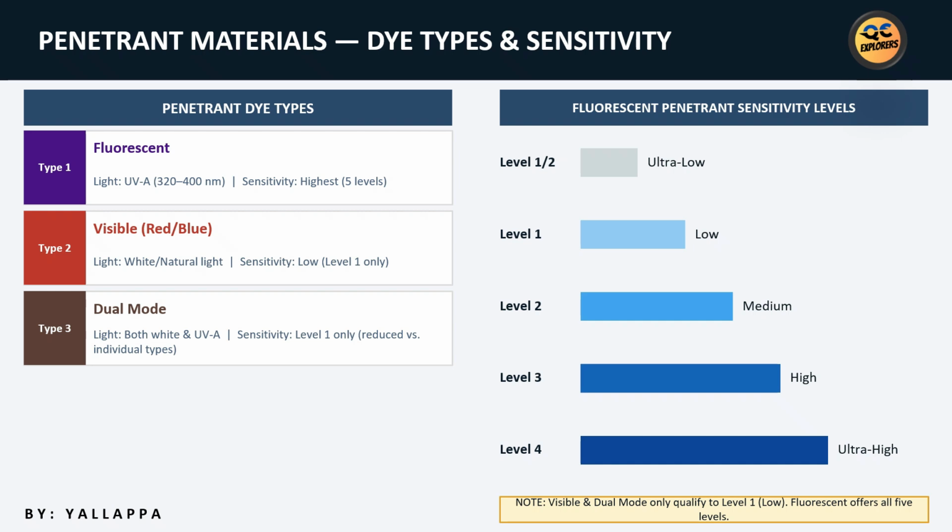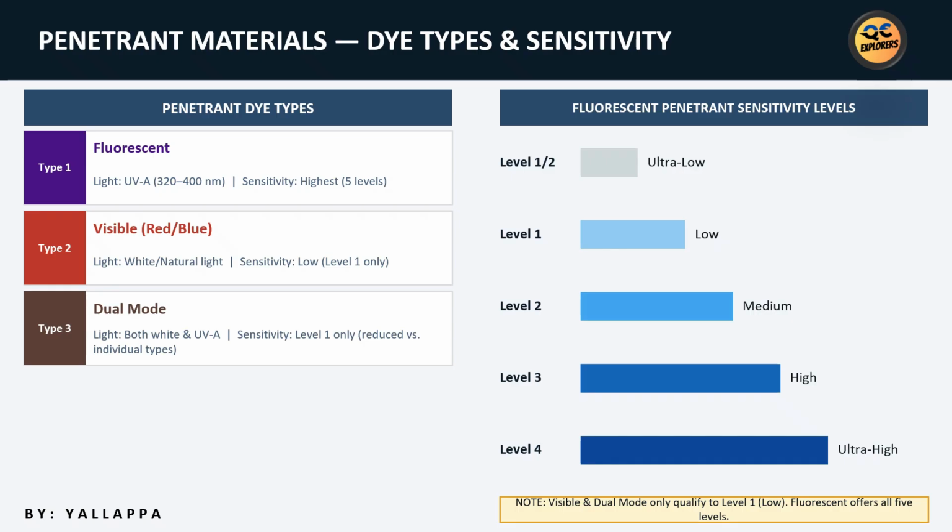Now, Type 2, visible dye penetrant, usually red dye under white light. This method is simpler, cheaper, and easier for general inspection, but sensitivity is much lower compared to fluorescent PT. Visible penetrants are generally limited to level 1 sensitivity only. Now Type 3, dual mode penetrant. This can be viewed under both UVA and white light. But remember, sensitivity is still lower compared to dedicated fluorescent systems.